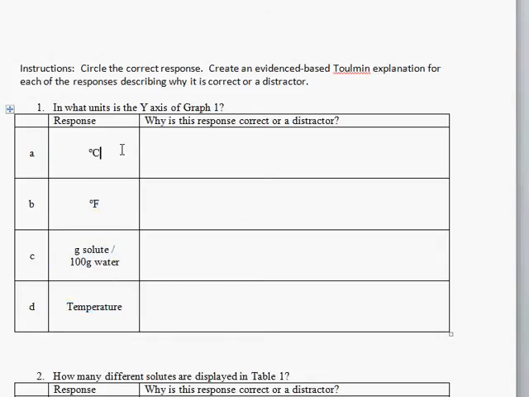Okay, we have to identify which is the correct one, which ones are the distractors, and then we have to write a Toolman-based explanation. What does that mean? Well, that means we have to write why this is correct or why this is a distractor. So that's what has to go in these boxes.